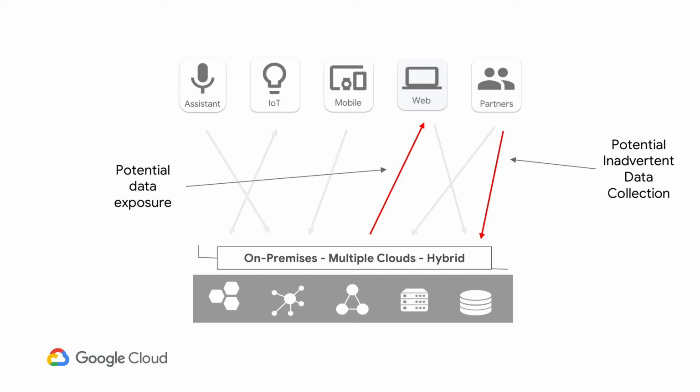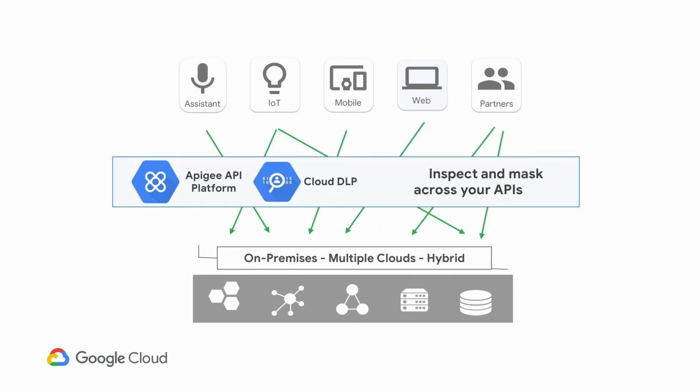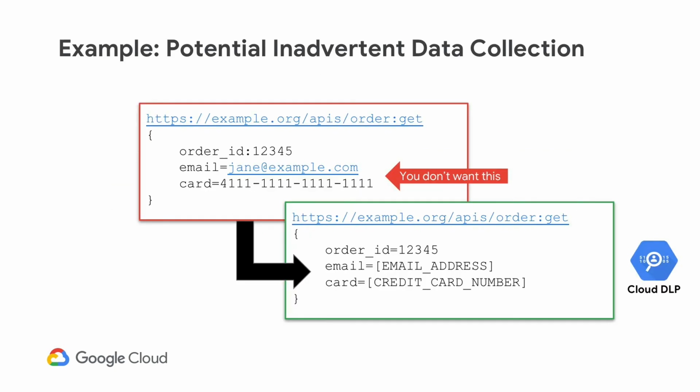And when you think of things like data minimization, least privilege, and need to know, you really want to look at how you can reduce these exposures as well as reduce collecting information that we don't need. That's where the Apigee API platform with the Edge extensions and Cloud DLP can really help you inspect and mask across all of your APIs. The arrows now showing in green mean we can apply that policy so that you are only exposing and collecting the information that you intend to. So let's walk through a high-level example of these.